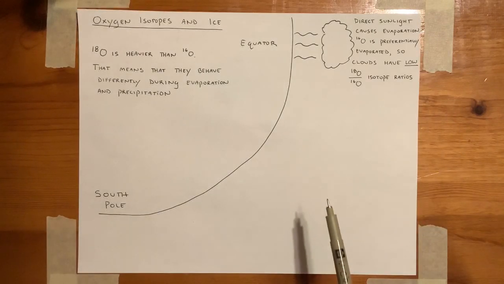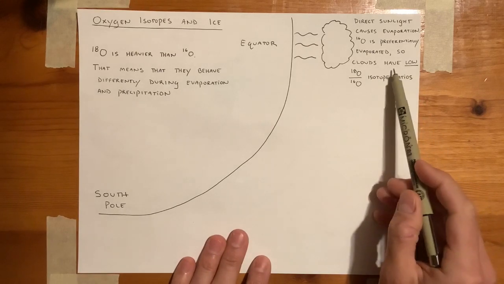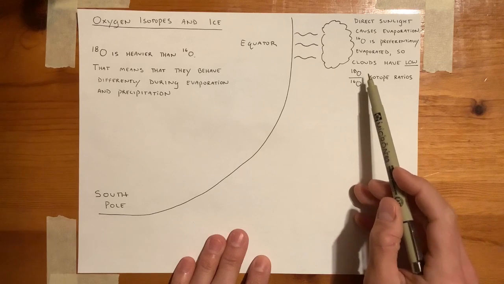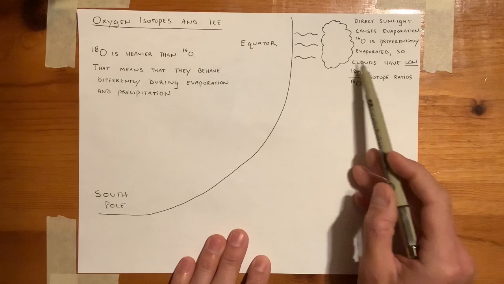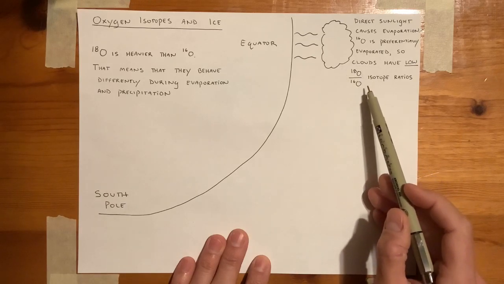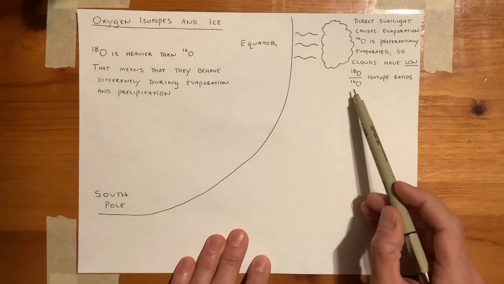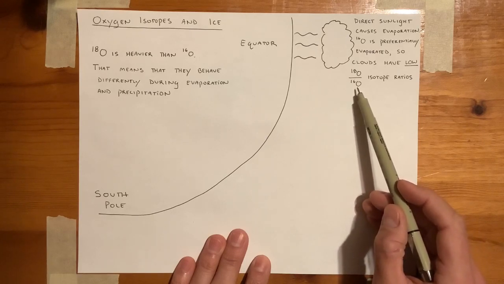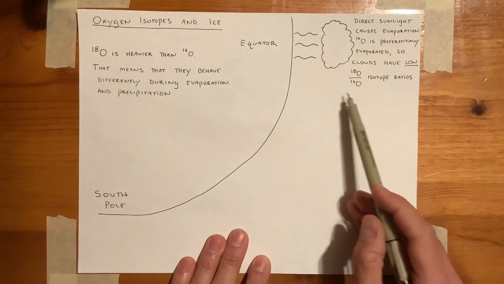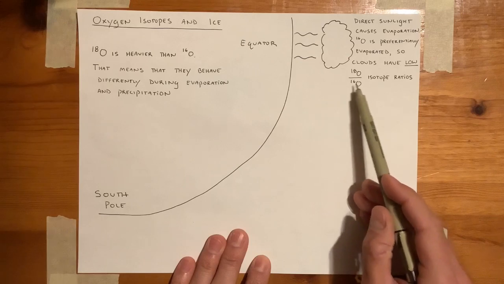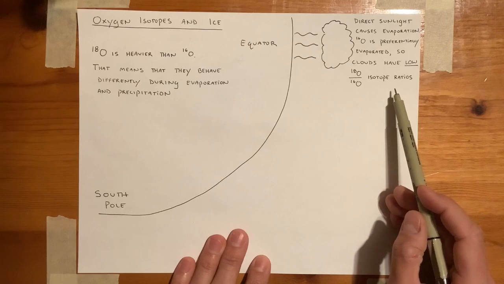So because oxygen 16 is easier to evaporate, clouds end up having a very low oxygen 18 to 16 isotope ratio. We're going to always have this ratio of 18 over 16 so that we can keep things consistent here. But because oxygen 16 is easier to evaporate from the ocean, there's much more oxygen 16 in clouds. A larger denominator means that this is going to be a lower isotope ratio.